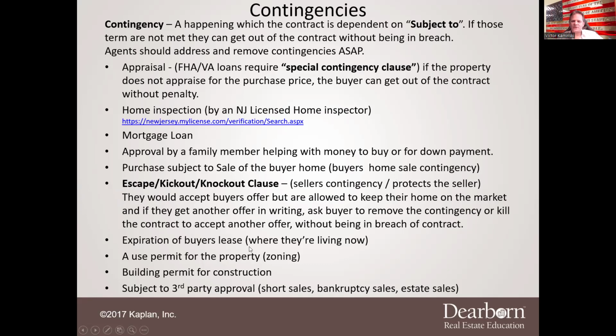Or expiration of the buyer's lease, subject to the permit for the property, or a building permit for construction. This is often done with commercial real estate too. Often with commercial real estate or large residential projects, which are considered commercial, where you're doing entire subdivisions. Often these developers may put offers in to purchase acreage and acreage and acreage of land because they plan on building a big subdivision.